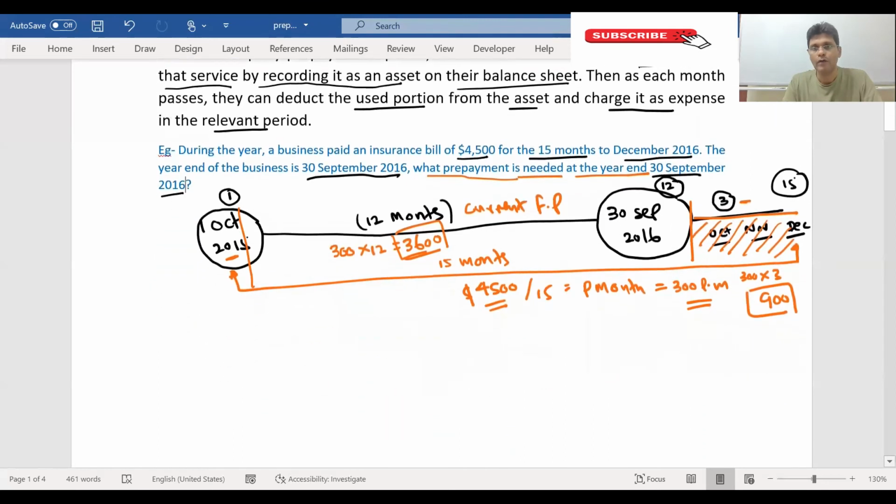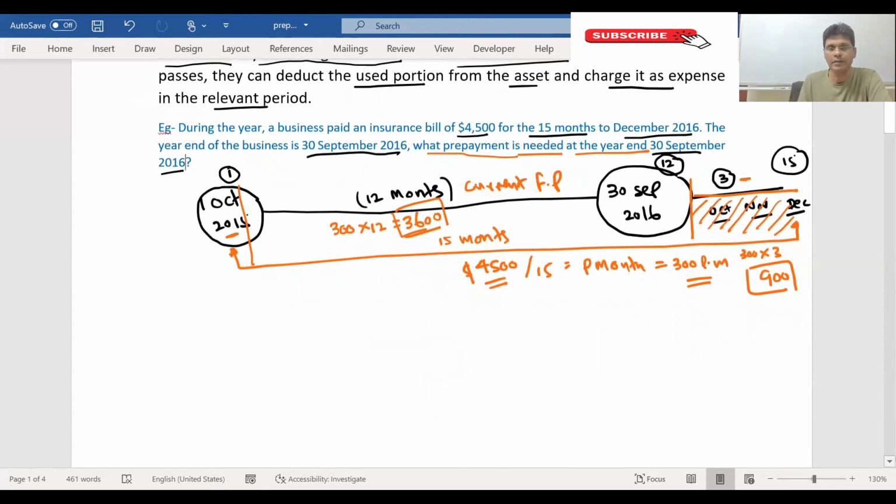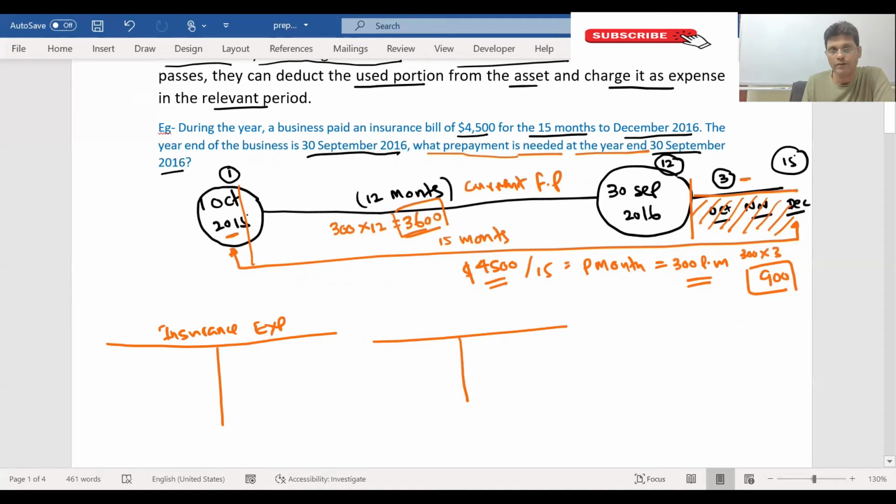So how do you account this particular transaction? When you make the payment, you will charge this to insurance expenses and the bank account.